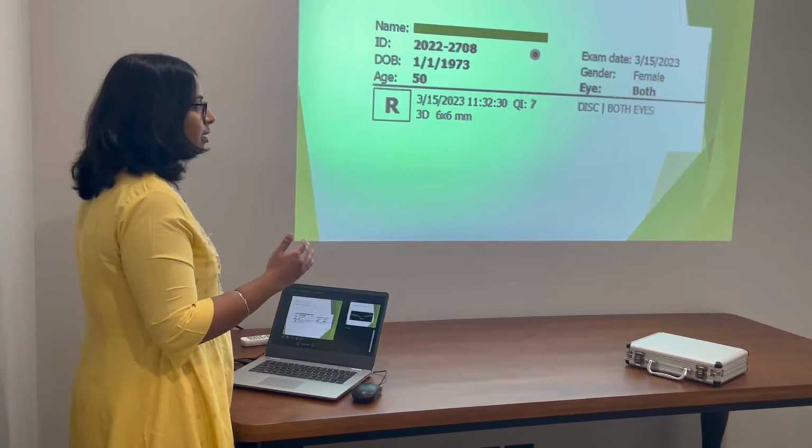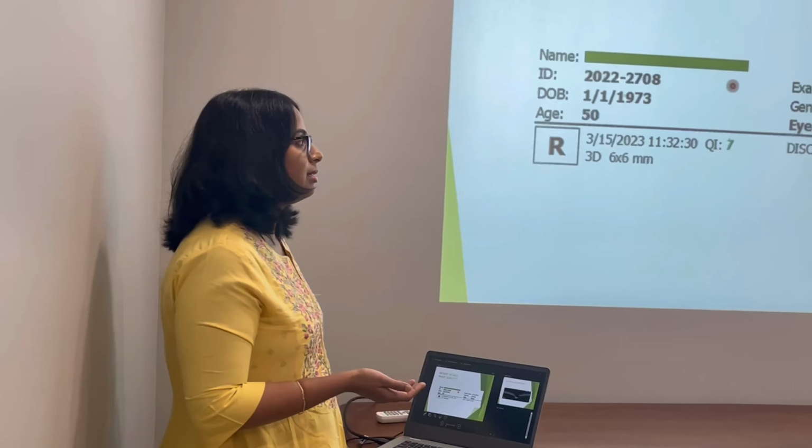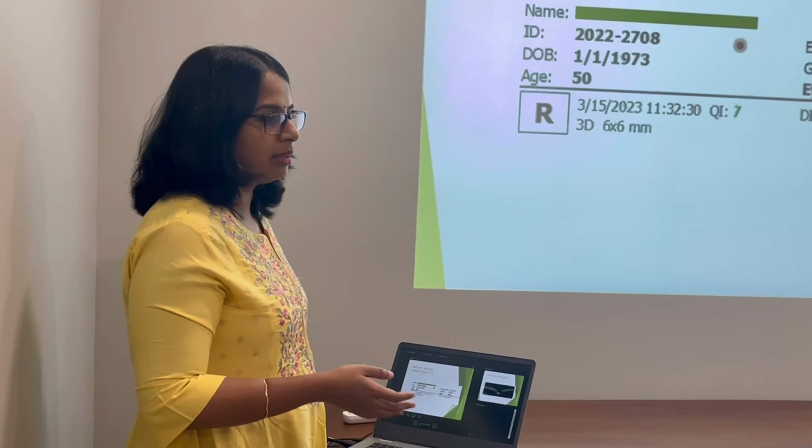Then check for the quality index. The better the quality, the better. It is called good quality if it is more than 6, and at least a minimum of 4 is needed. If it goes below 4, it will be poor quality.